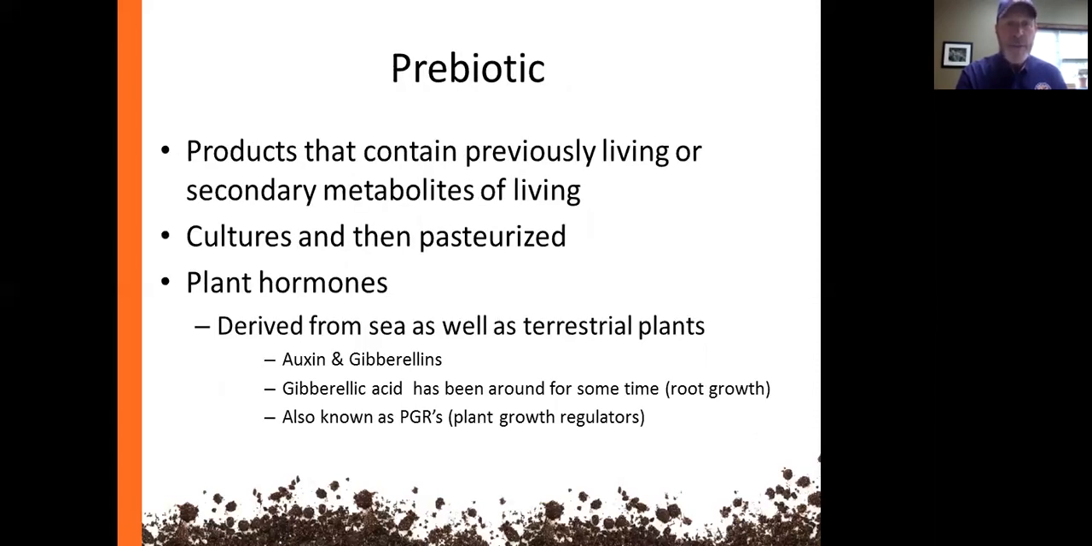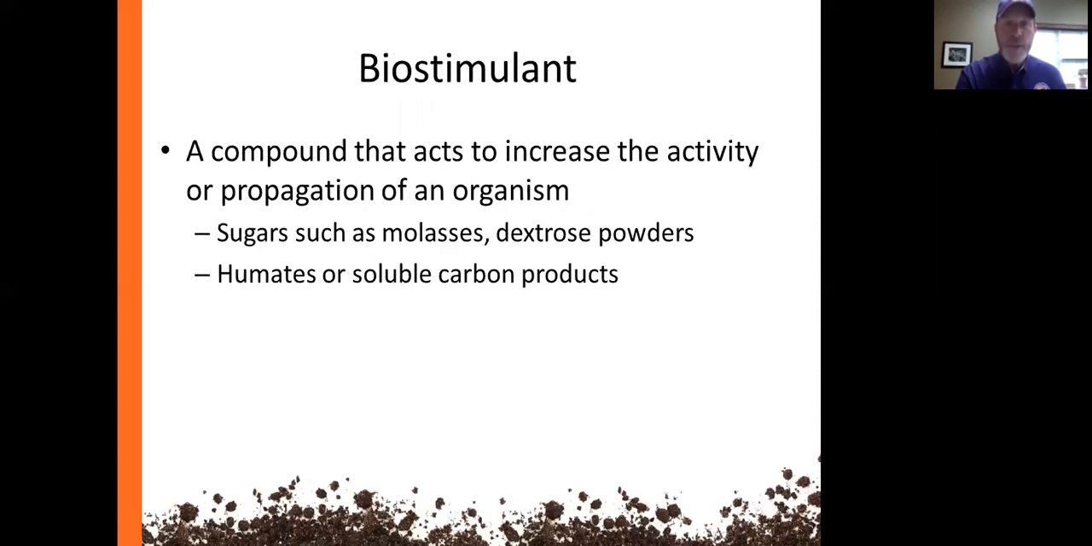Prebiotics, some of these are even in the form of kelps, humic and fulvic substances, and they're also known as plant growth regulators, but these would come from natural sources versus synthetic sources as far as those regulators go.